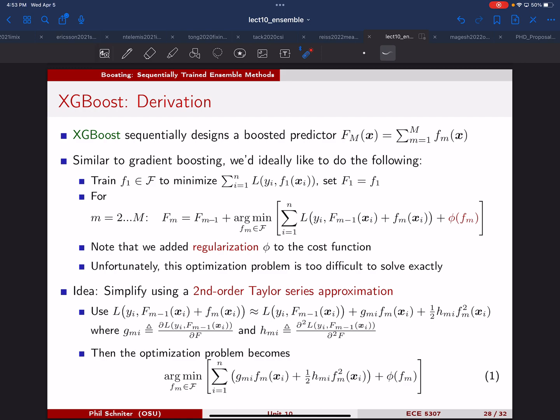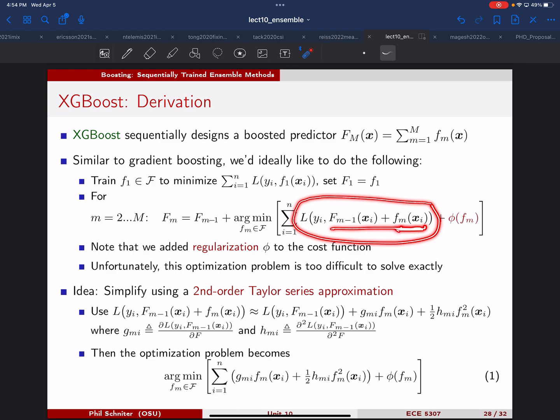Okay, so this is how it works. It's going to design a boosted predictor that looks like this. Notice, similar to what we've done, but no alpha m's to worry about. And similar to gradient boosting, we would like to do this. So you have some loss, L, which is going to be generic here. You're training your first little f to just minimize the loss on the training data, and then you set the first big F to that little f. Then you go through stages, m equals 2, 3, 4, and so on. And at every point, this is the loss with the boosted predictor you will get after you design little f.